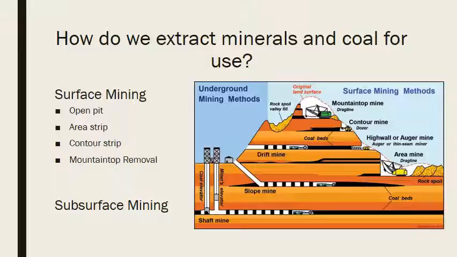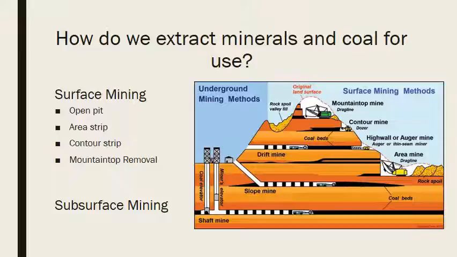The third is the contour strip mine. So the contour strip mine is very similar to the area strip mine, except it is moving up the side of a mountain. So you remove one strip on the lower portion, you move up and you do another strip on the next portion.